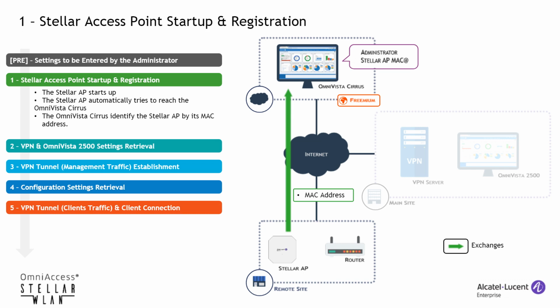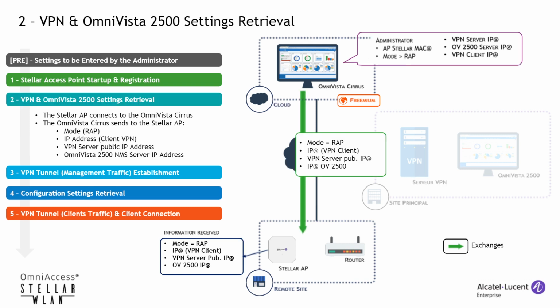Once booted, the Stellar access point connects to the OmniVista Cirrus cloud platform. OmniVista Cirrus will identify the Stellar access point by its MAC address. The administrator must first enter the MAC address of the remote access point in the OmniVista Cirrus database. OmniVista Cirrus then sends the Stellar access point its mode of remote access point, an IP address, the VPN server IP address, and the OmniVista 2500 NMS server IP address.